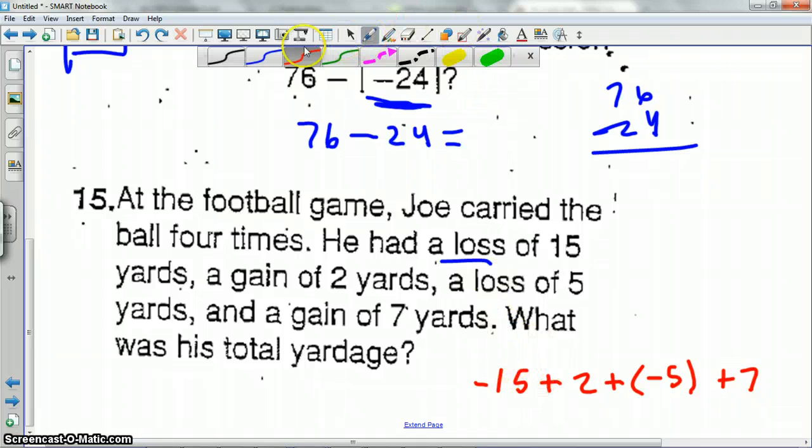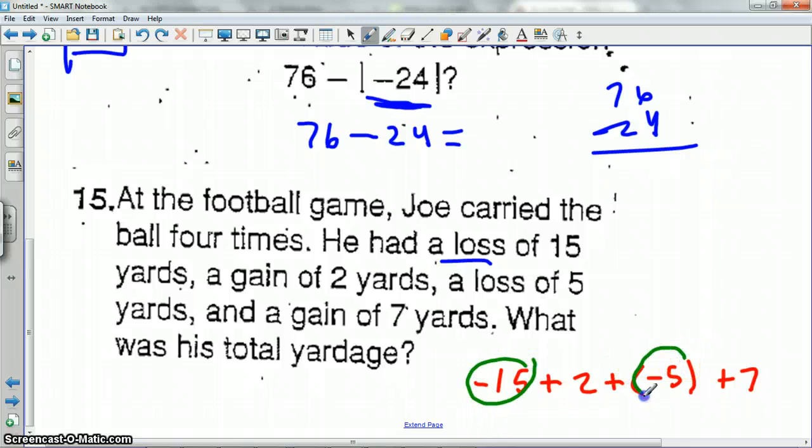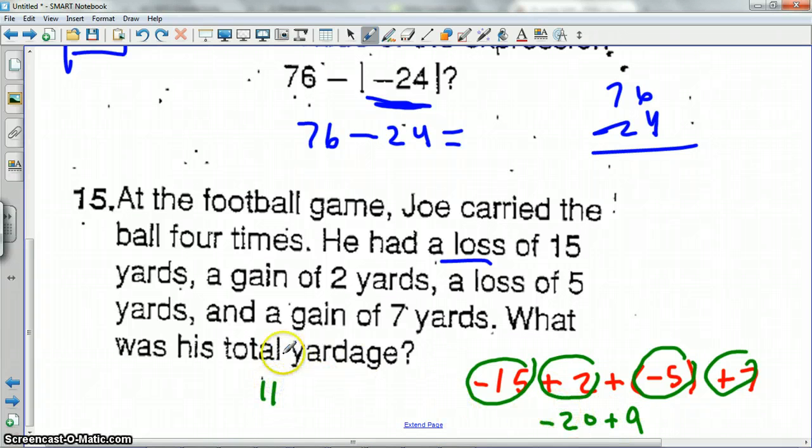So just like we did before, to me it's easier to go ahead and put our negatives together first. So I have a negative 15 and a negative 5. So I know that's negative 20 yards. I'll put my positives together. Positive 7, positive 2, be positive 9. And then I notice they're different, so we subtract. 20 minus 9 is 11. The bigger number is negative because he lost more than he gained. So he lost 11 yards in all.